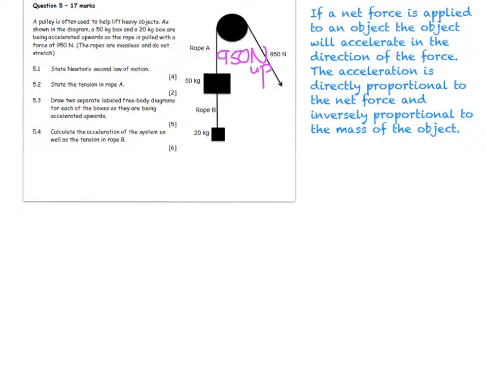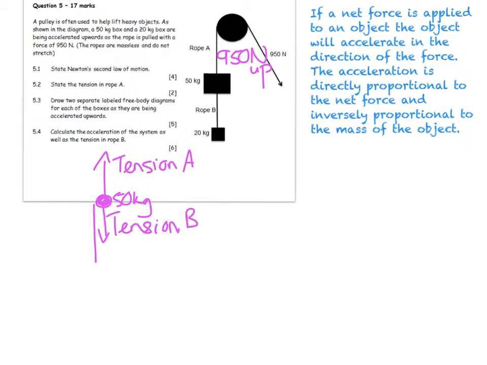Draw two separate labeled free body diagrams for each of the boxes as they are being accelerated. So the one has tension A. This one is tension B. This is the 50 kilogram, by the way. And also it has its weight. Both of those, so it has two forces over there, and then with the 20 kilogram, you've got tension B and a weight.